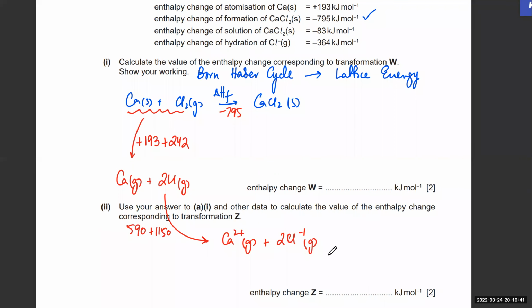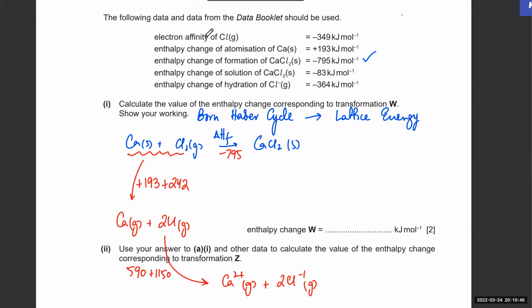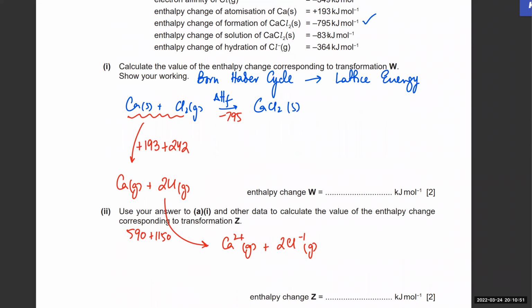And then Cl gaining electrons. When Cl gains electrons, that is electron affinity. That is given over here. Electron affinity is the opposite of ionization energies. So that is given as minus 349. So this is Cl gaining an electron. So Cl atoms turning into Cl-1 ions. That is minus 349 into 2 because there are 2 Cls.